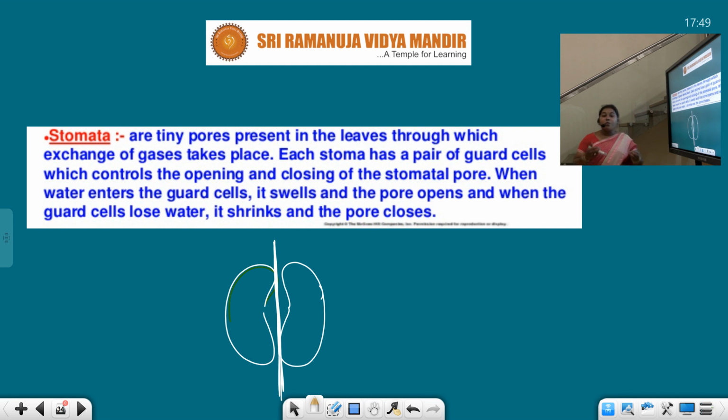See children, how we have the nose. Through this nose only we inhale oxygen and exhale carbon dioxide, for us human beings. In the same way, plants also have stomatal pores. Through these pores only, the exchange of gases takes place.